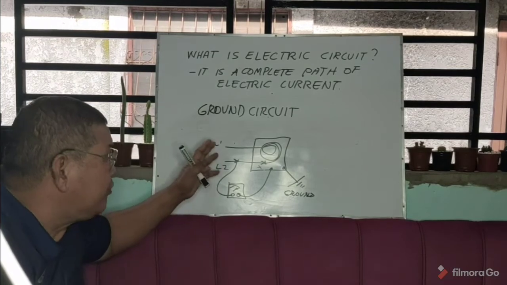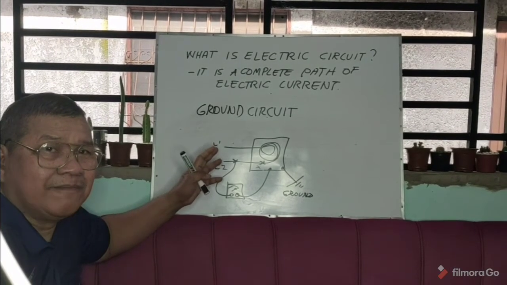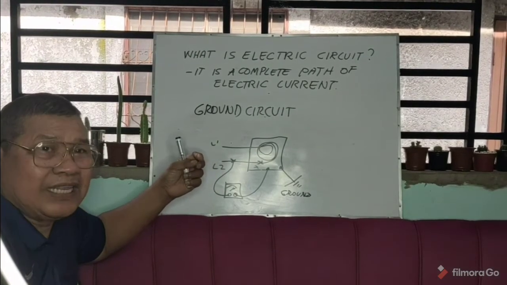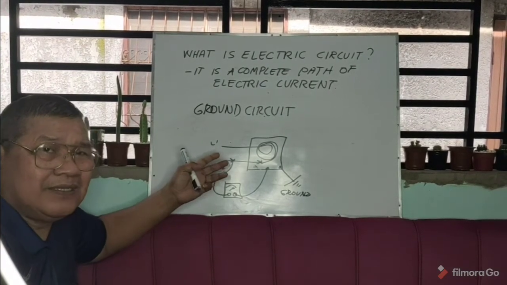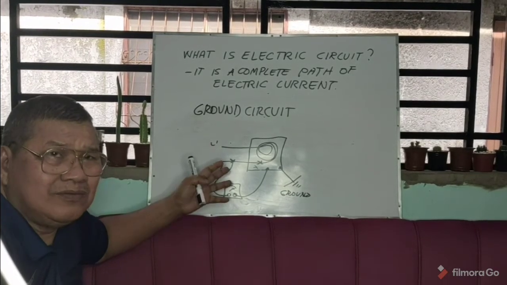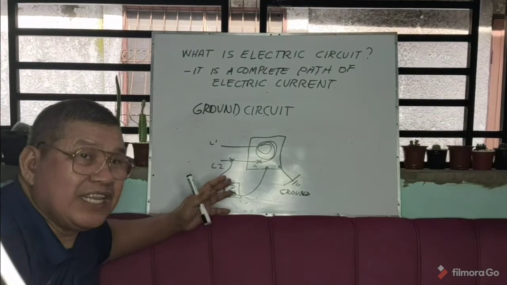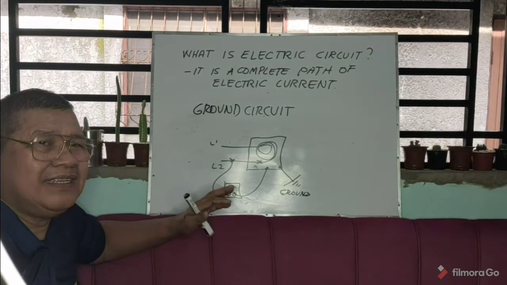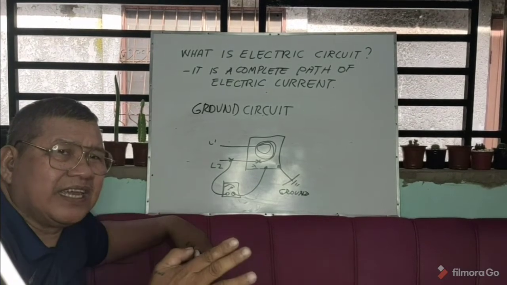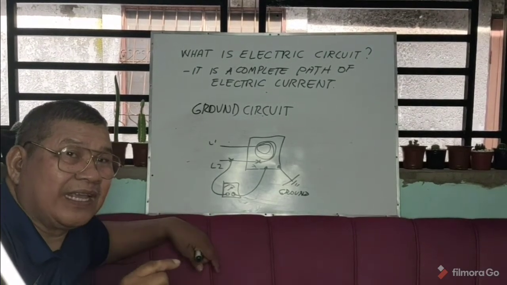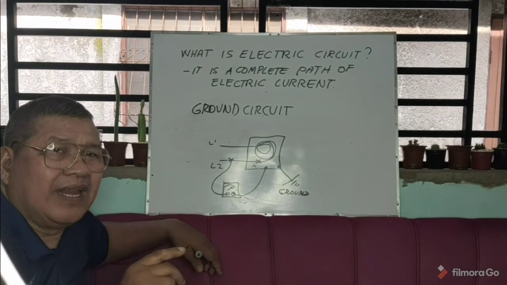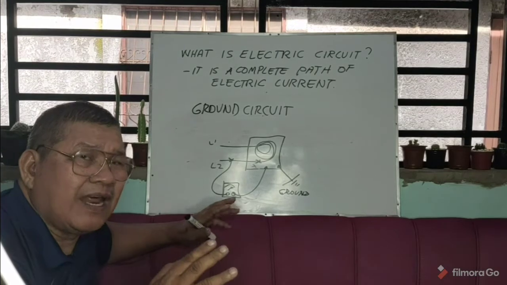So, I hope you understand the electric circuit. Well, I never let you see the actual lamp, the wire, or even the switch or the battery. But I know, nakita na ninyo ni tanan. Again, I would say, an electric circuit is a complete path of electric current. Then there are four parts of an electric circuit.